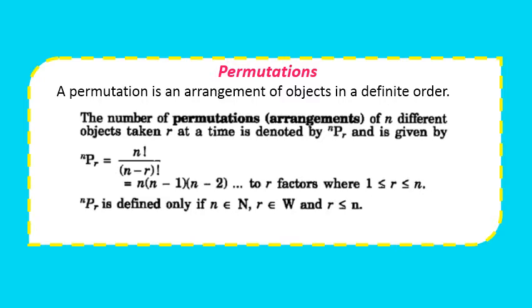Now nPr is defined only if n belongs to natural numbers, r belongs to whole numbers, and r should always be less than or equal to n. Clear? r cannot be greater than n. Clear? So pause and note down this point.